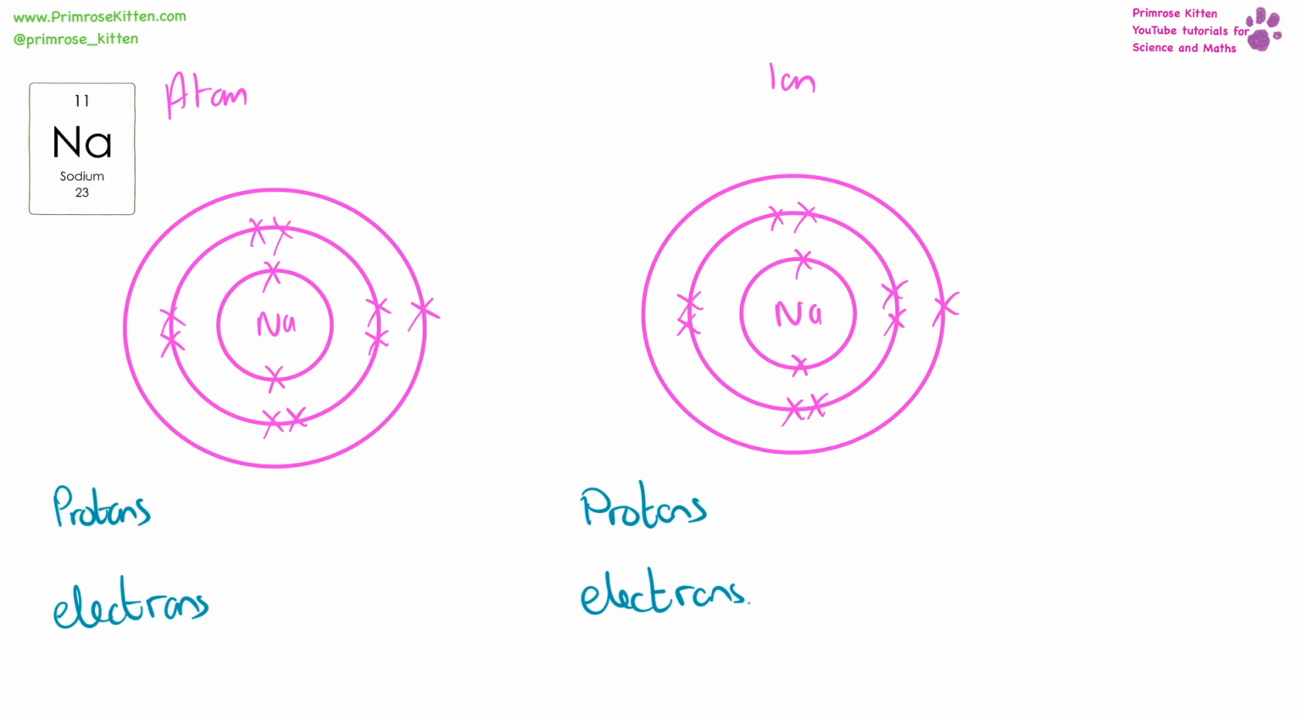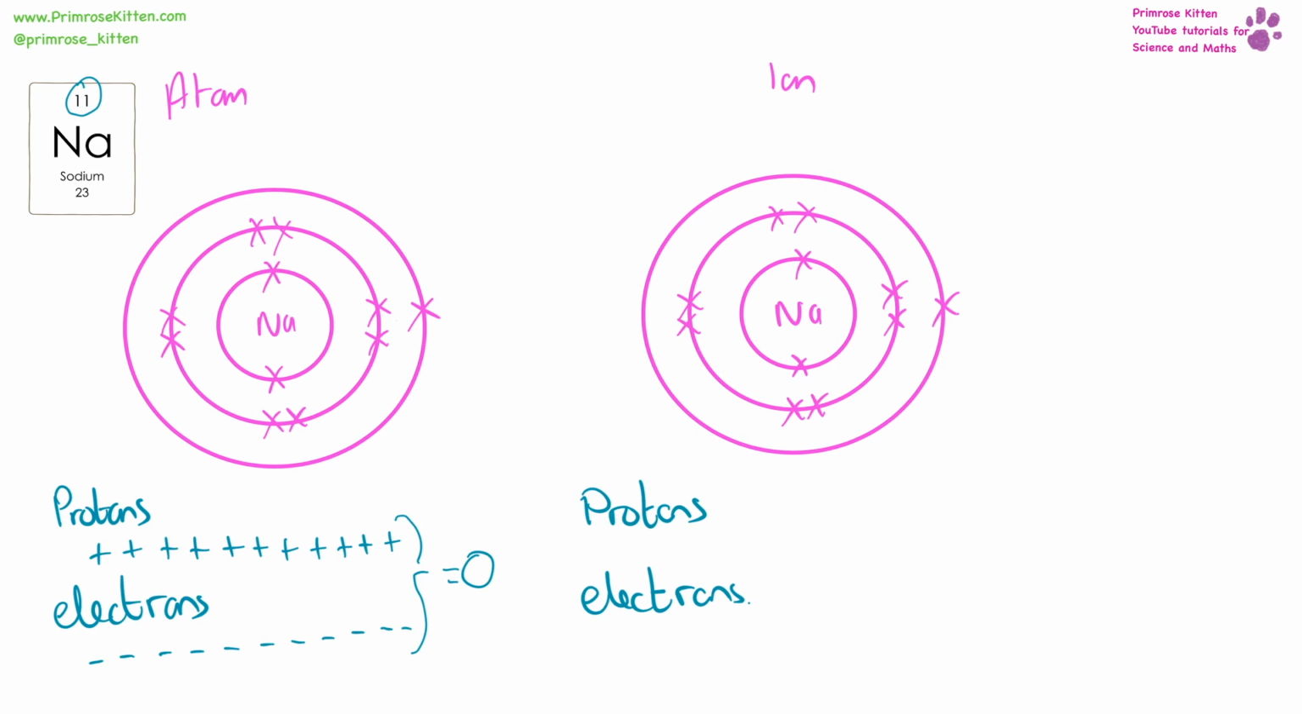Here we have sodium, and it has an atomic number of 11, which means it's going to have 11 protons in the nucleus, and protons have a positive charge. Now in the atom it has 11 electrons drawn on here. Electrons have a negative charge. Now in an atom the positive charges and the negative charges cancel each other out, so the overall charge on the atom is going to be 0.